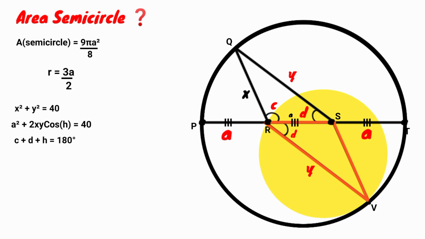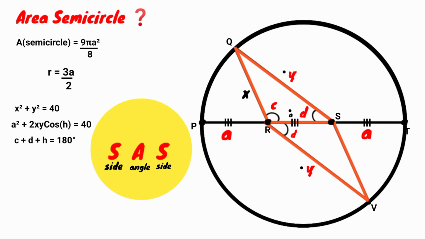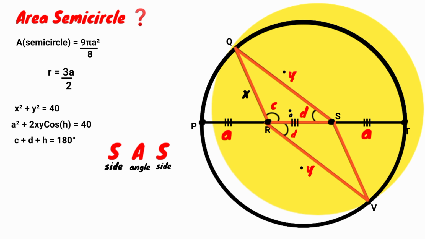Now look at this triangle. Two of its sides are of length A and Y, and the angle between them is T. The same is here. Two sides are of length A and Y, and the angle between them is T. That fulfills the criteria for the congruency of two triangles, which is SAS. So the two triangles are congruent. Hence, this side and this are also going to be congruent. So since this is x in length, this must also be x.